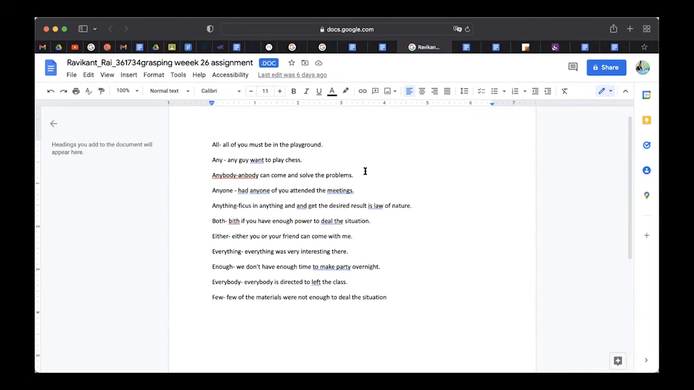Everybody is directed to left the club. Everybody is directed to leave the class, not left there. Few of the materials were not enough to deal with the situation. No, that sentence is also incorrect. Ravikant, if you're in the session, can you give me context to enough and few? Perhaps I'll be able to correct it.